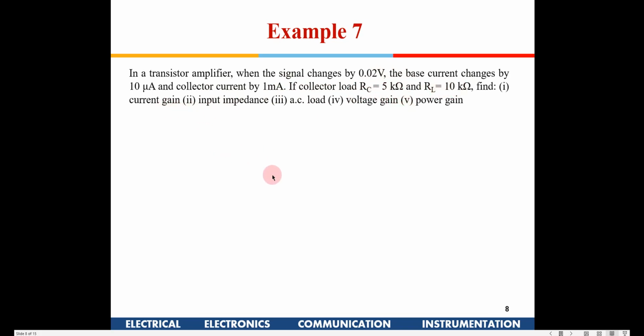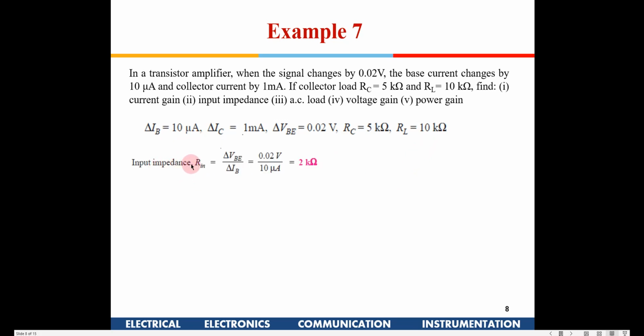So we need to find out the current gain. Delta IB is given, delta IC is given, delta VB is given, and RC and RL. So these are the input data available for this amplifier. First, input impedance is delta VB divided by delta IB.